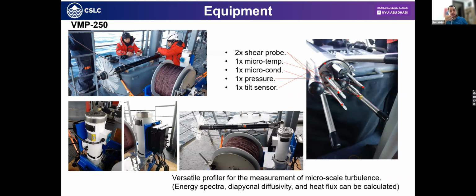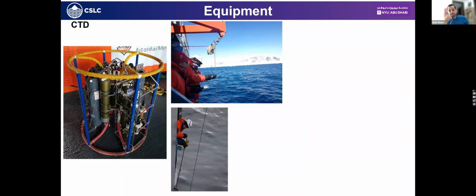Here, I just want to present the main equipment, basically this tube with the brush on top. It consists of a couple of sensors, such as two shear probes, one microtemperature sensor, one microconductivity sensor, one pressure sensor, and one tilt sensor. This one helps us identify if the equipment is in free fall and doesn't present tilting, which allows us to quantify the vertical shear during the deployment.